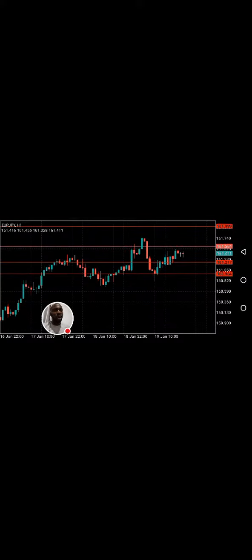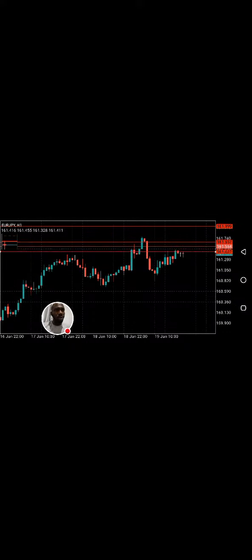Let's go to 1 hour. So you can see what we have on 1 hour. Price has pulled back. We have a good setup on Euro JPY. I think they want to fill this gap. They've not filled that gap. This is the fair value gap on 1 hour. So price is already at that level.